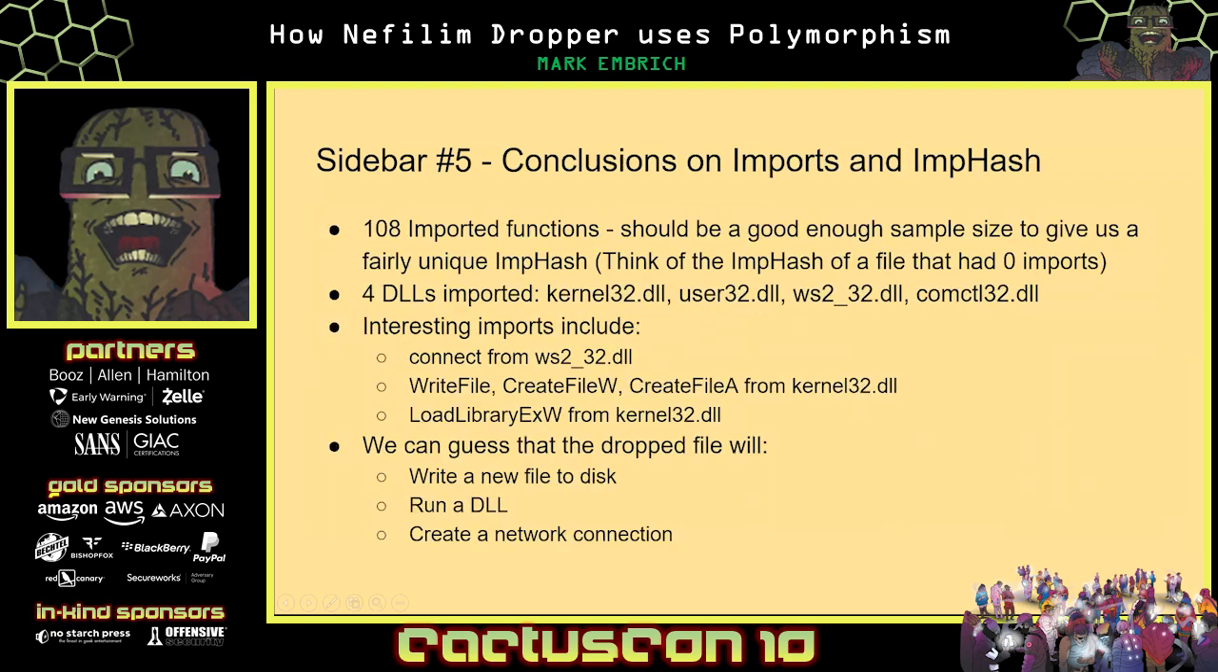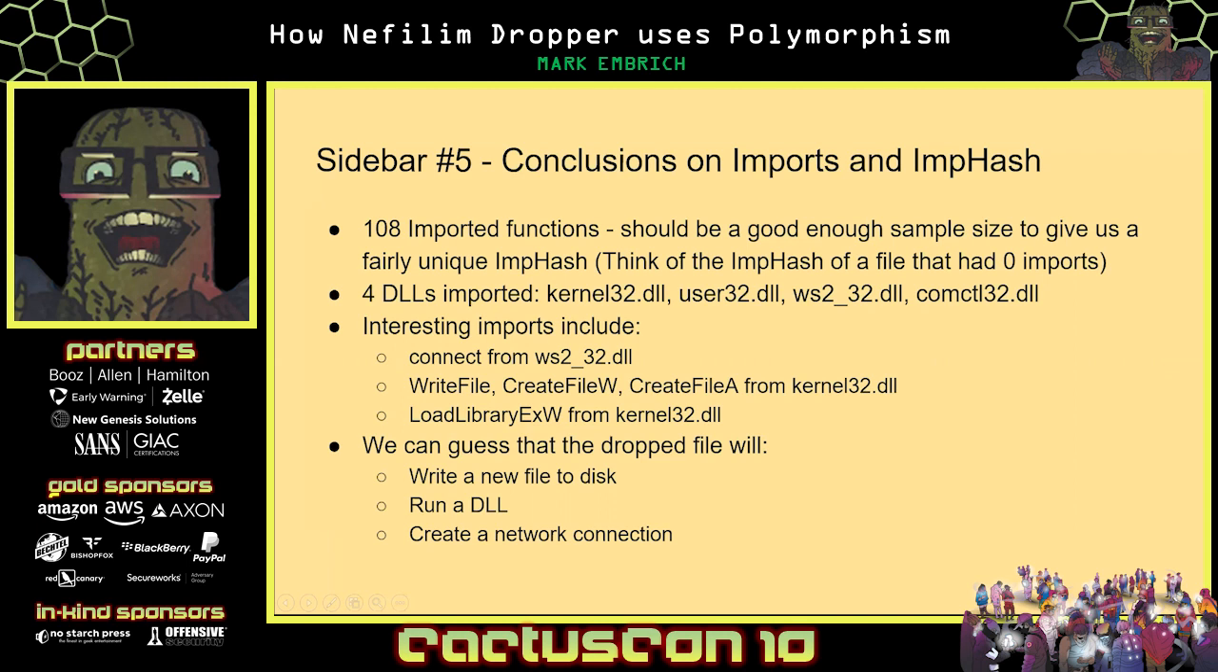To sum it up, we saw the sample had 108 imported functions, which should be a large enough sample size to give us a useful imp hash value. On the other hand, think of a sample that has no imports at all. That's going to result in many, many false positives. If you ever want to have a laugh, create a file with 0 size, take a hash of it, and look that up on VirusTotal. Check the community section. You'll see people claiming it's all kinds of different malware.